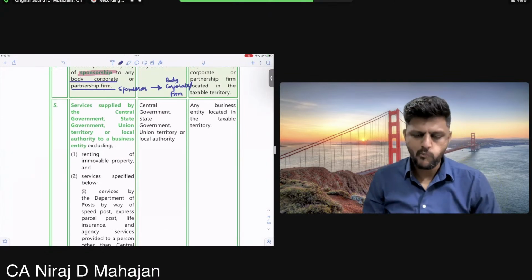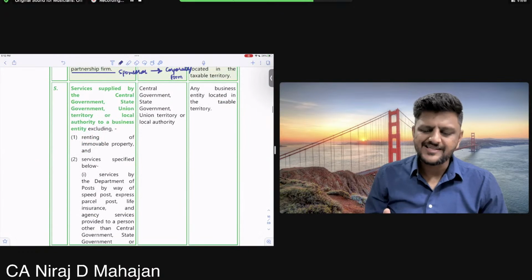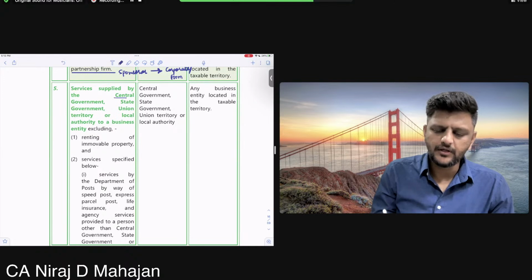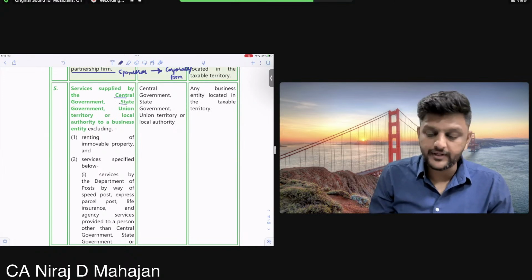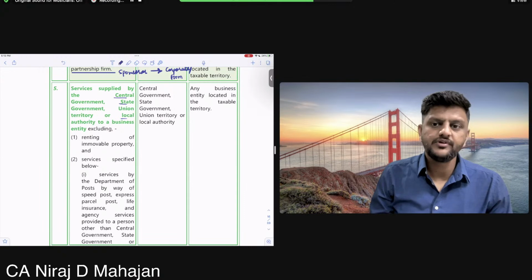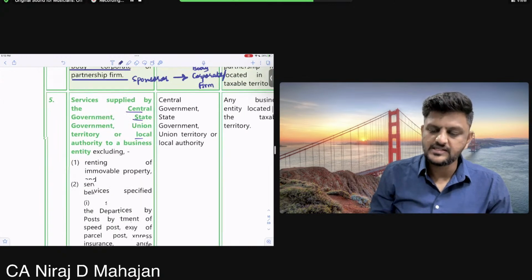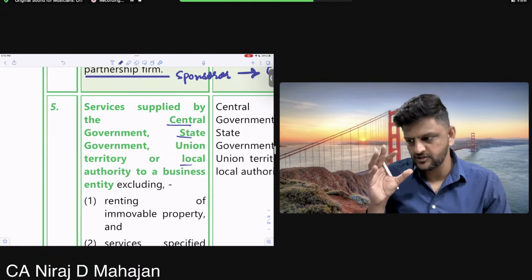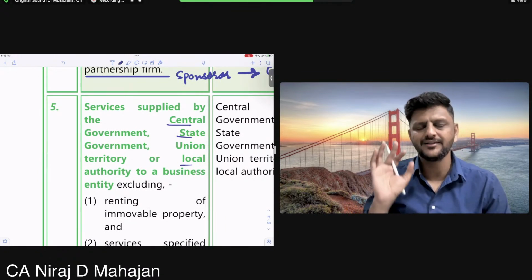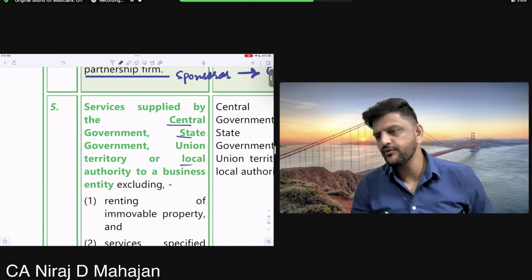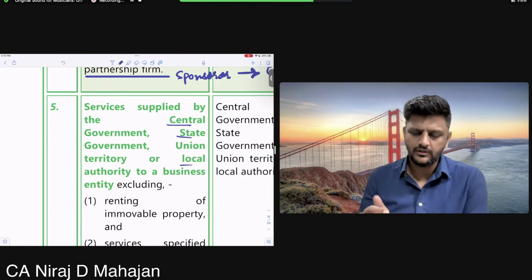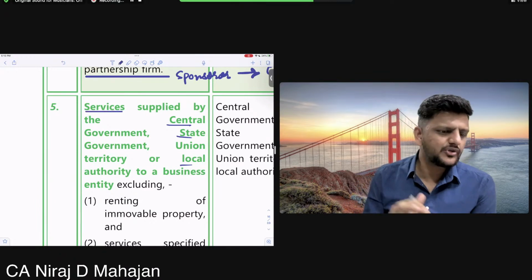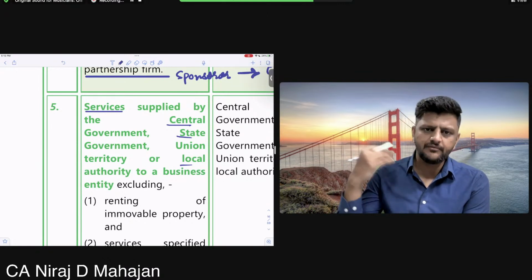Done? Then the fifth one: services supplied by the central government, state government, UT, or local authority, okay, to a business entity. Services supplied by licenses, giving, बच्चों, some space or area of government on rent, है ना, giving any kind of certifications, all the fees, बच्चों, है ना. So services provided by the government. The government is not going to issue an invoice, levy tax, and give the money to themselves.